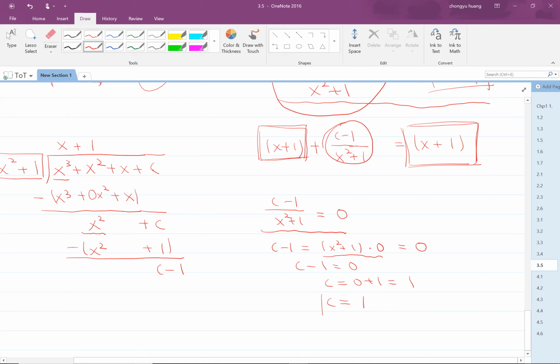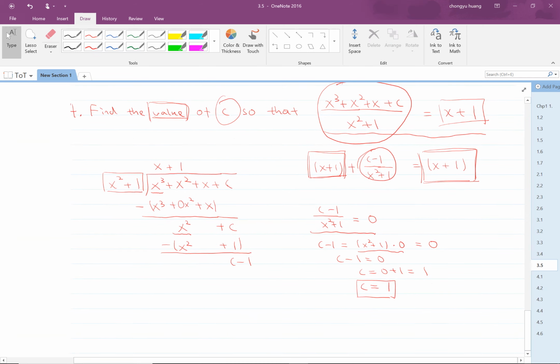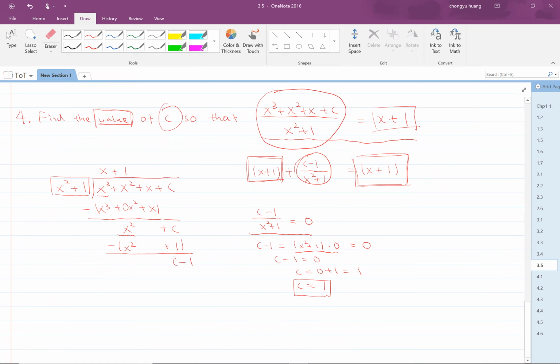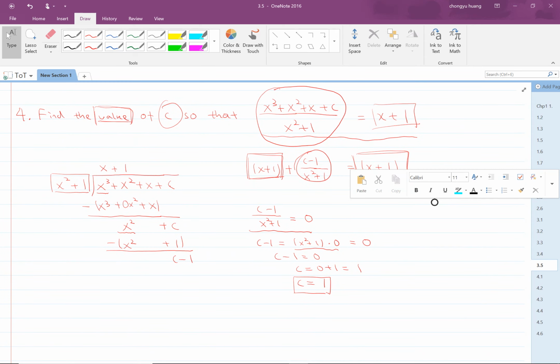So now we have actually found c. Now the problem is solved. Everything makes sense. So the answer for this question is that the value of c is equal to 1.